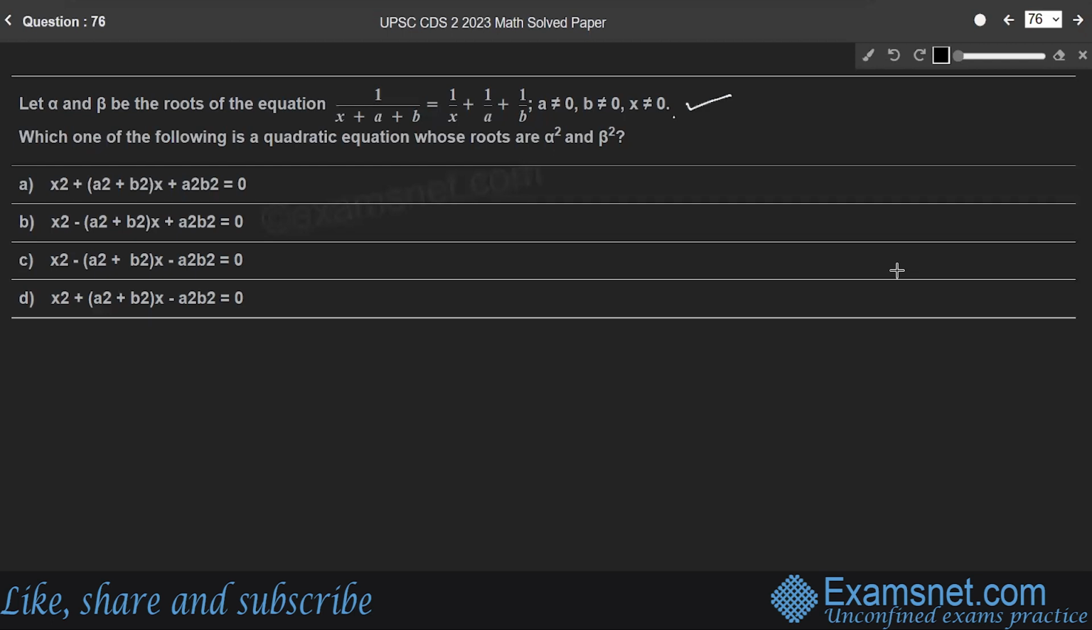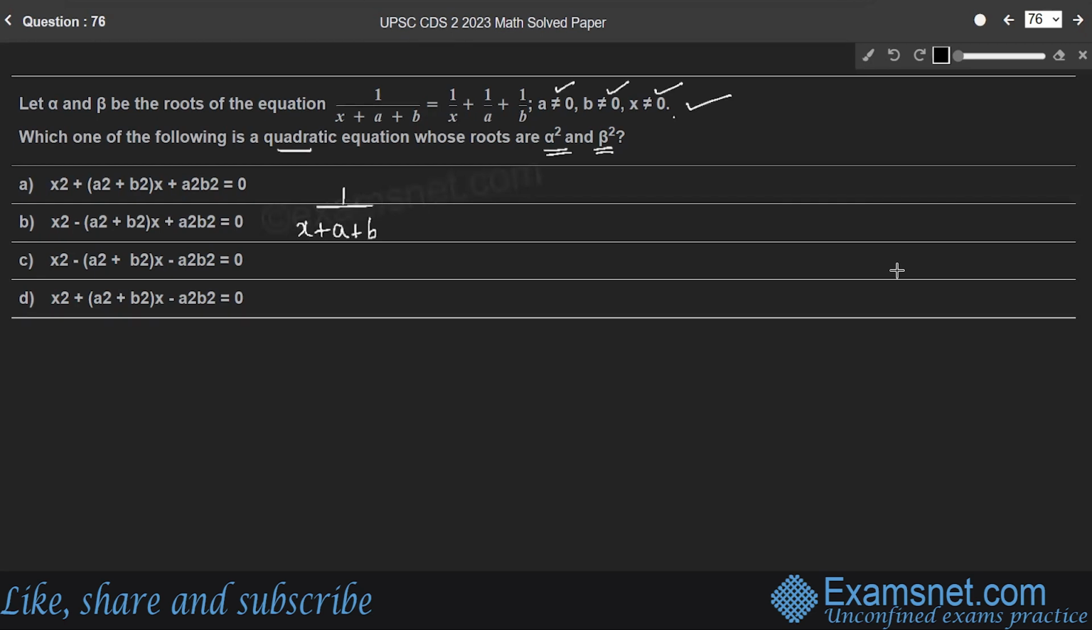Question 76. Let alpha and beta be the roots of the given equation, where a is not equal to 0, b is also not equal to 0, x is not equal to 0. The question is, which one of the following is a quadratic equation whose roots are alpha square and beta square? To the given equation, let us find the roots first. What is the value of alpha and beta? Let us simplify it. I'll take 1 by x plus a plus b.